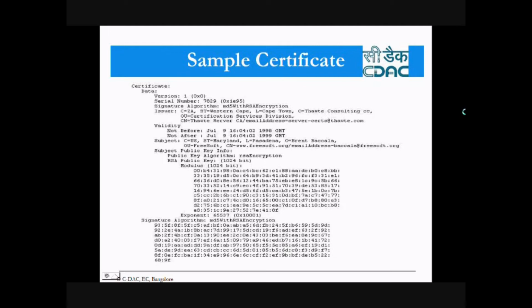Here again you have the certificate, you have a set of data: version number, serial number, signature algorithm, which means that MD5 with RSA encryption has been used, which has been issued by some ZA, and other information is given, validity information is given, subject is given, and the signature algorithm is given, and also the public key. Before this, you can also find out the public key of the person to whom it is being issued.